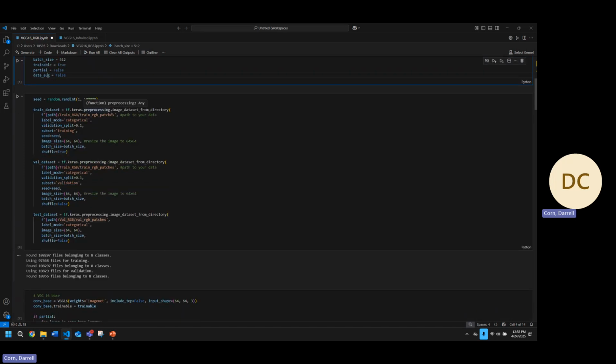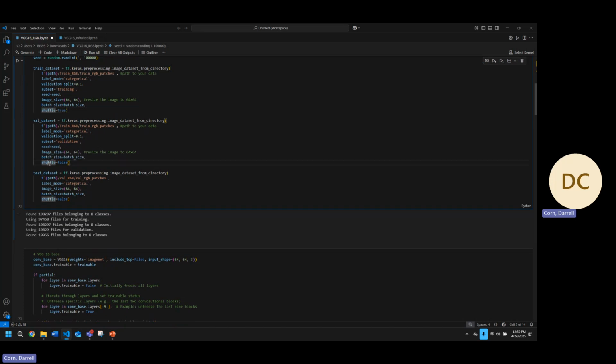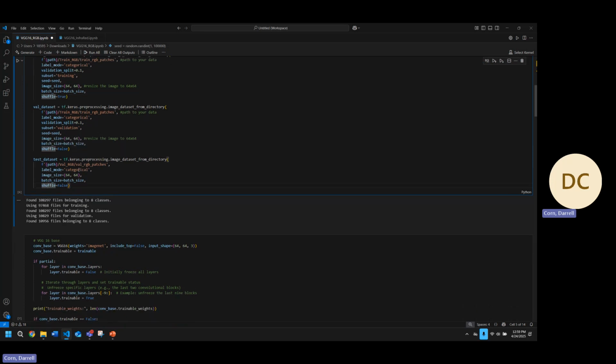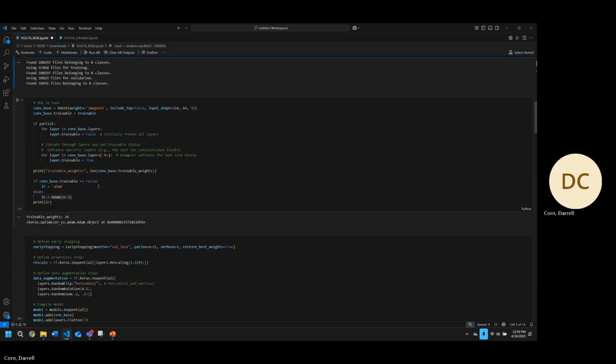So I'm using the image dataset from directory method, bringing in the patches data, or the RGB patches, and I split the training data into validation data as well. I use 10% of it, and I resize it to 64 by 64. And I'm shuffling the training, but I'm not shuffling the validation or the test data set. And for the test data set, I'm using the provided validation data, which is a little confusing, but that's what happened.